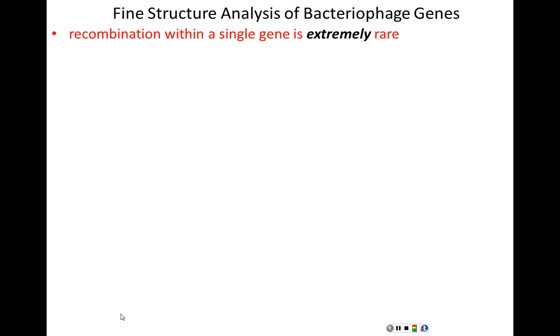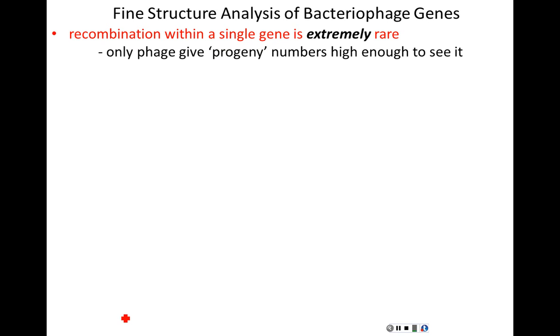So recombination in general is rare. Recombination between genes that are close together is even more rare. Recombination between specific nucleotides in a single gene, exceedingly rare. And again, only phage, only these types of genetic studies give large enough numbers of progeny where we can pick out these extremely rare events.